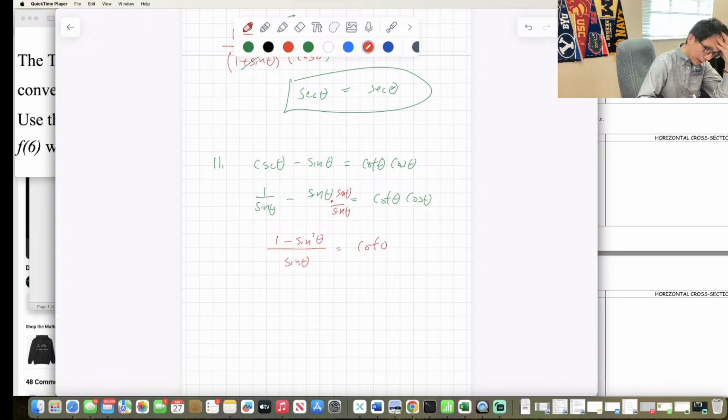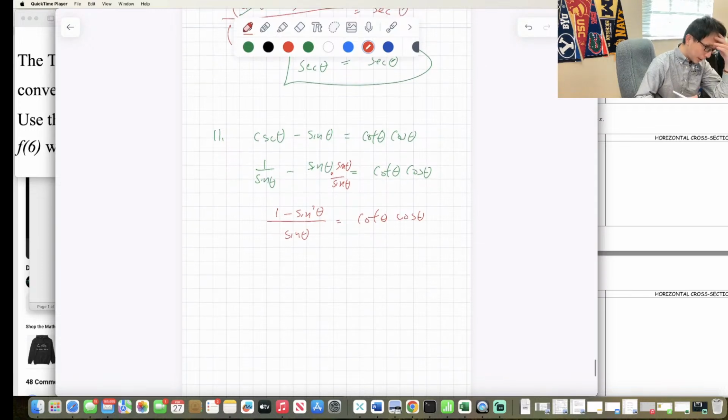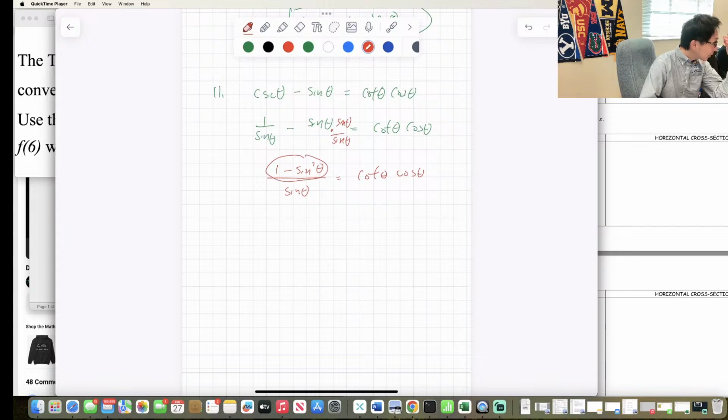So what I learned from Annika is she says that this can have a conversion, right? What is 1 minus sine squared theta changed to? Cosine squared theta. So equal to cotangent theta, cosine theta.